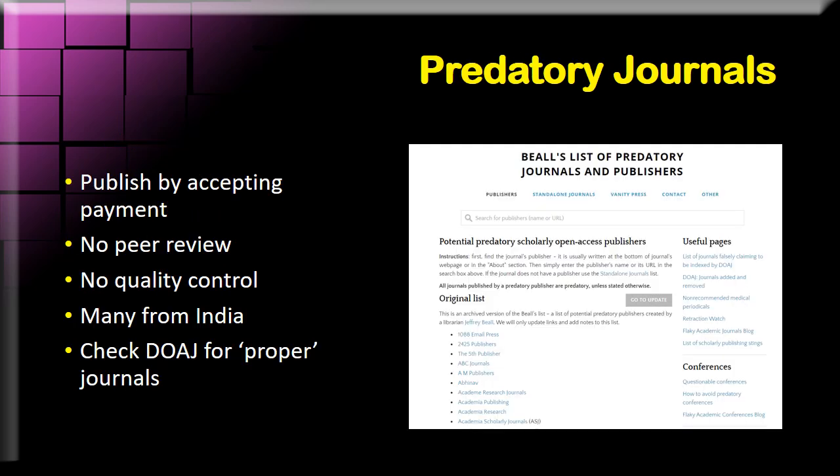Predatory journals are very many. There are hundreds of those, and unfortunately, India seems to be the leader in the world as far as predatory journals go. It's very sad indeed. They accept money for publication. There is no peer review. There is no quality control. And so what you have to do is look at the DOAJ, the Directory of Open Access Journals, which are non-predatory. And so if the journal that you want to publish in figures on the DOAJ list, then you're on safe ground.